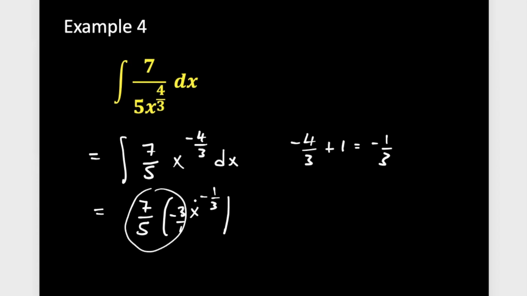We can simplify all of these numbers here by multiplying 7 times negative 3. I'll just write it on the side here. That's negative 21, and you divide by 5. But we have this negative exponent here as well. That just means we bring it down to the denominator, so we'll have 5x to the 1/3. I'm trying to squeeze it in there, make it look a little pretty, and there you go. That is the answer. Don't forget your constant.